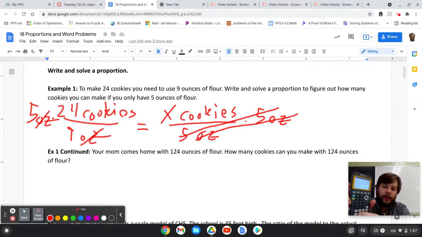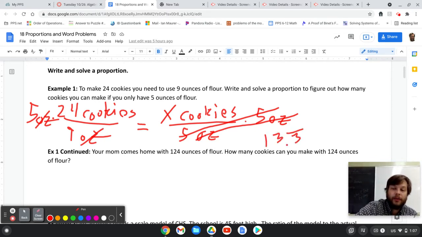So if I grab my calculator and I go 5 times 24 divided by 9, I get 13.3. 13.3 is how many cookies X is going to be. So 13.3 equals X, and that is how many cookies there are.